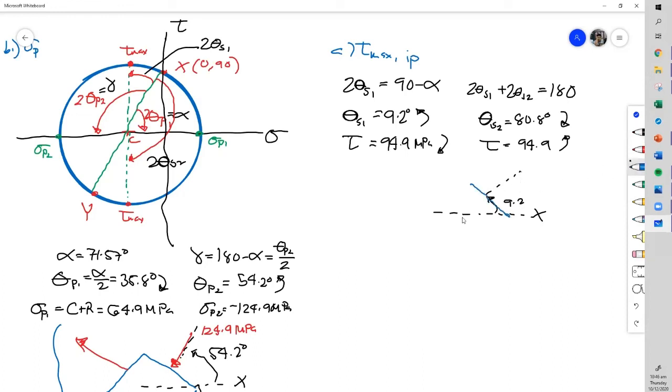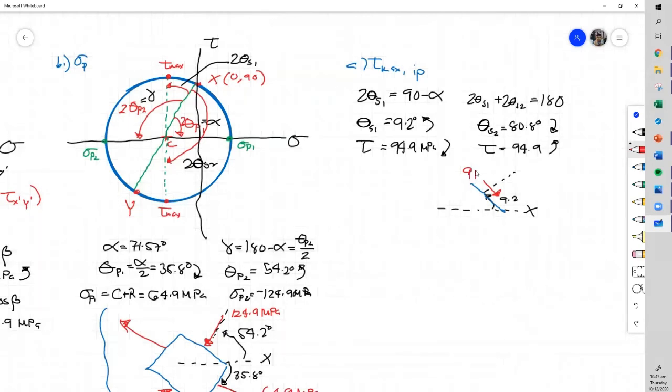Meron kang plane. So, your tau there must cause clockwise. So, ano ba ang clockwise? So, ganito. 94.9. Okay? Now, remember, kapag tau max in plane, hindi lang siya tau lang. Meron niyang sigma average, which is equal to C or negative 30. So, dapat meron ka pang paganyan na 30 na normal stress. Okay? Sigma average.